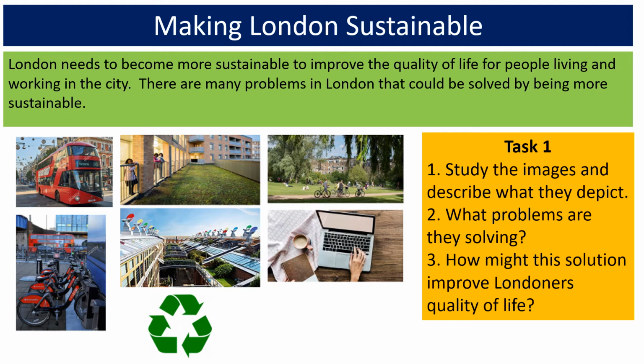So hopefully that has given you an idea of what I want you to do on this task. So go through, some of them are more obvious than others. Go through and maybe pick 3 of them to think about, okay, what is this? What problem is it solving? And how might that solution improve Londoners' quality of life?